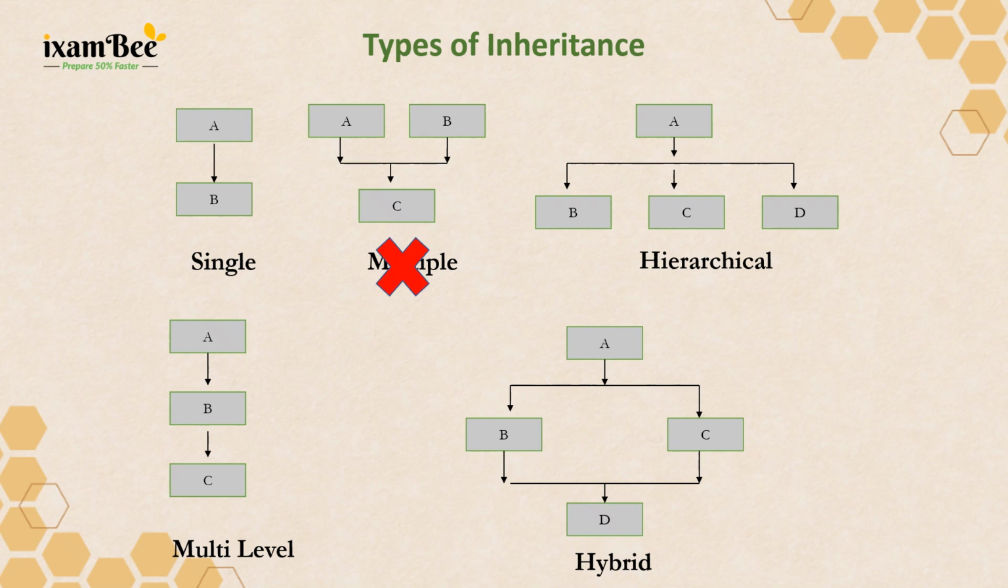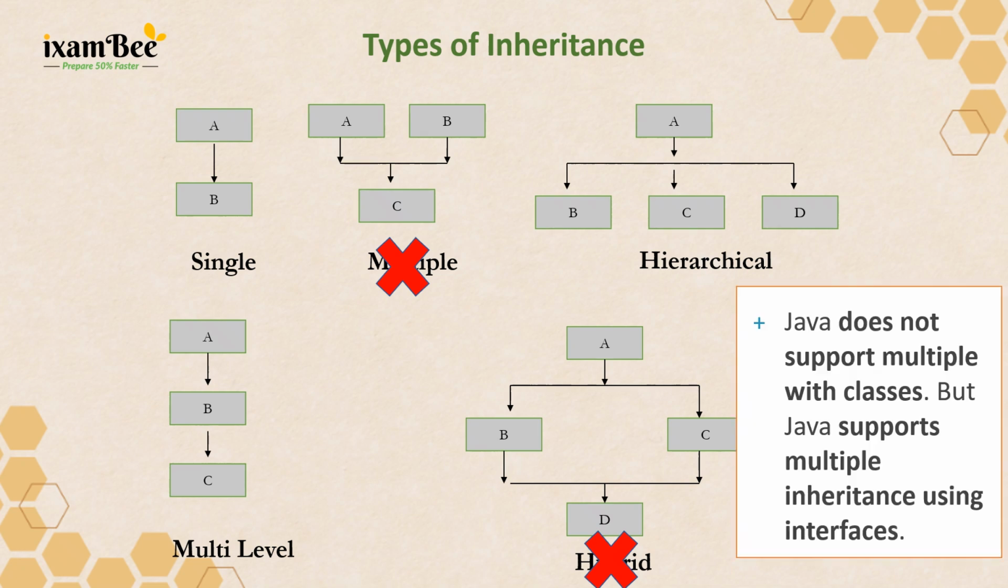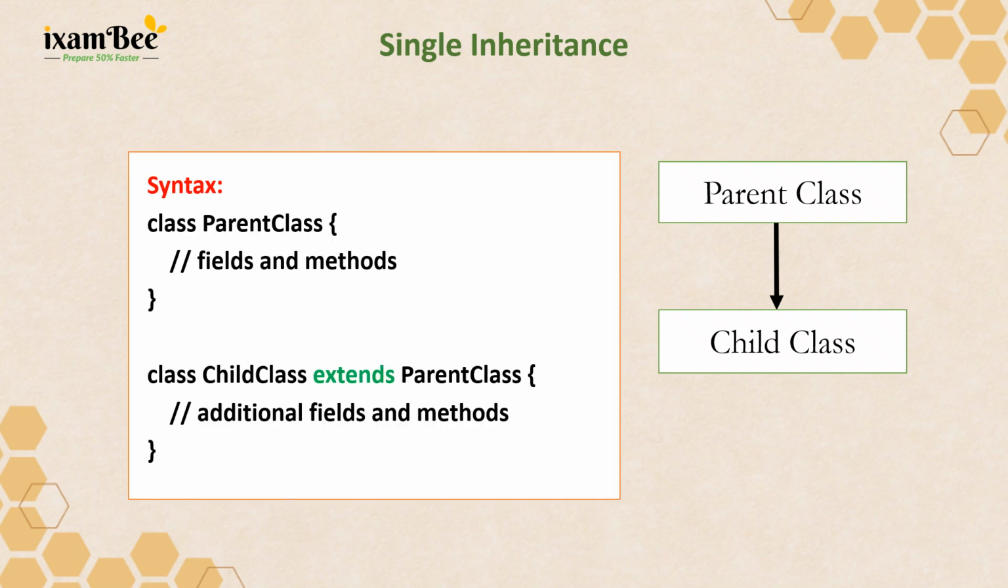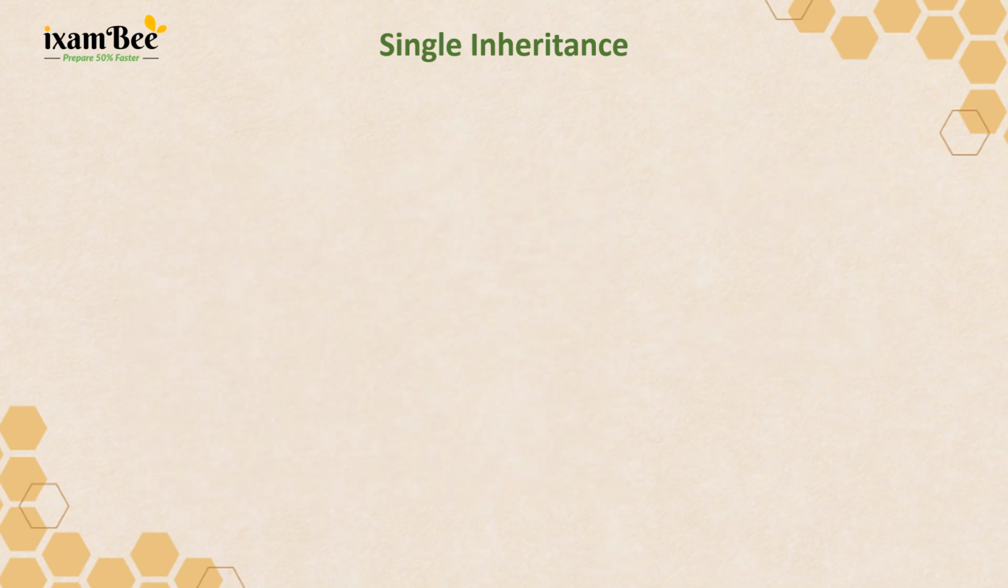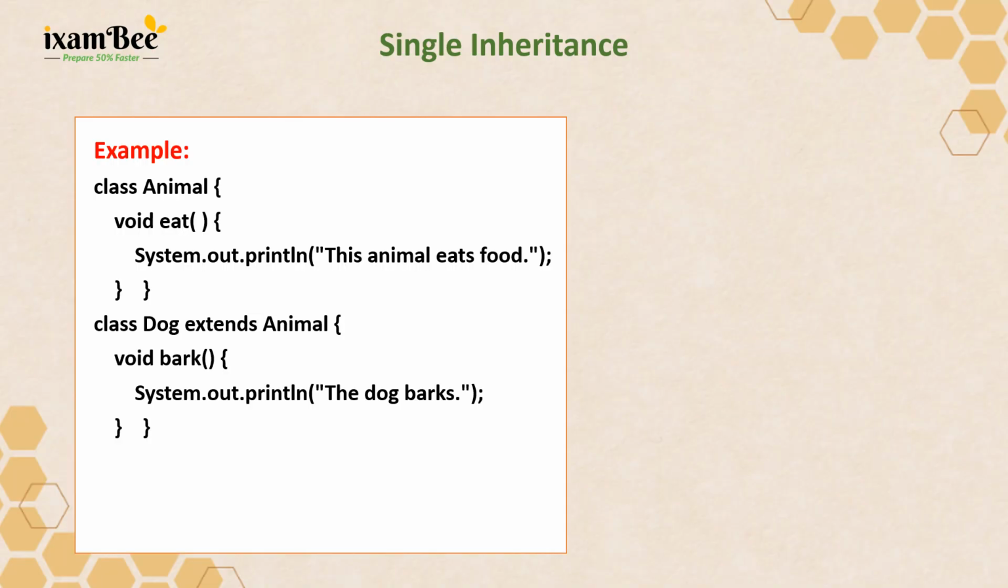Java does not directly support multiple and this type of hybrid inheritance. Java supports this type of inheritance by the use of interfaces. So if we talk about the single inheritance syntax, we would first create a parent class and then we would create a child class which extends the parent class. Here, extends is the keyword and all the methods and attributes of the parent class would be inherited by the child class.